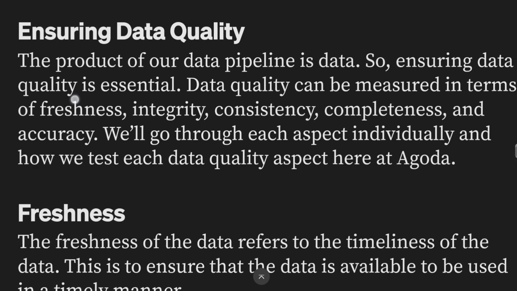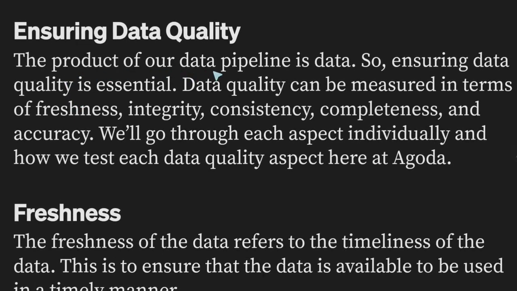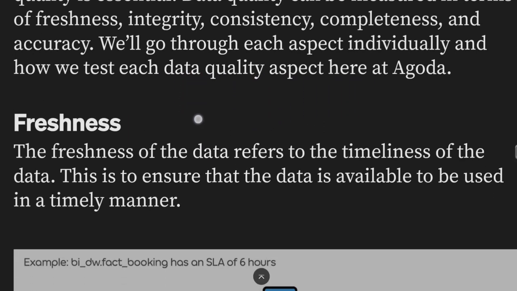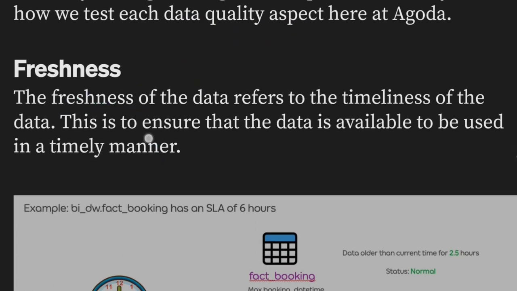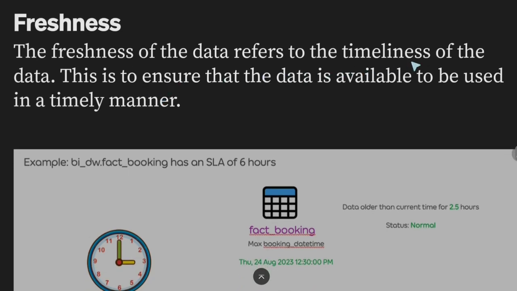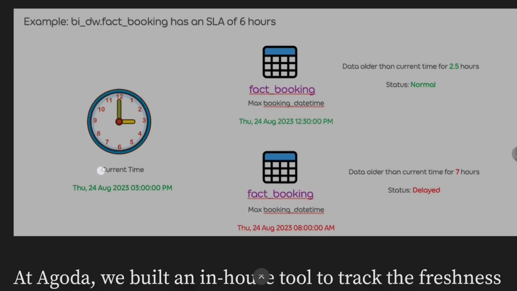Ensuring data quality. The product of our data pipeline is data, so ensuring data quality is essential. Data quality can be measured in terms of freshness, integrity, consistency, completeness, and accuracy. We go through each aspect individually and how we test each data quality aspect here at Agoda. Freshness refers to the timeliness of the data. This is to ensure the data is available to be used in a timely manner.